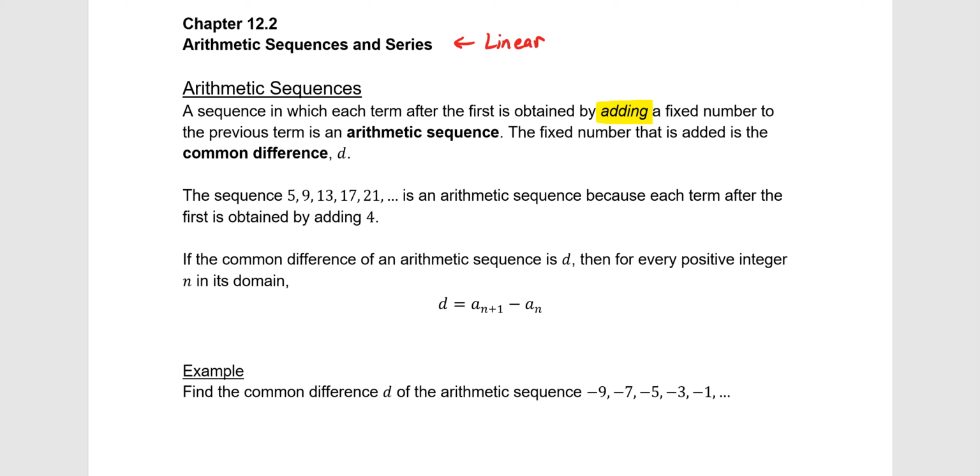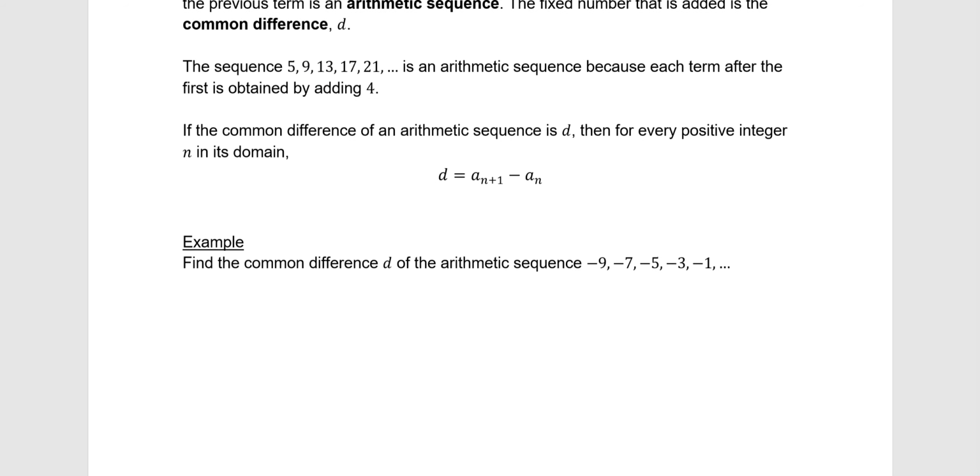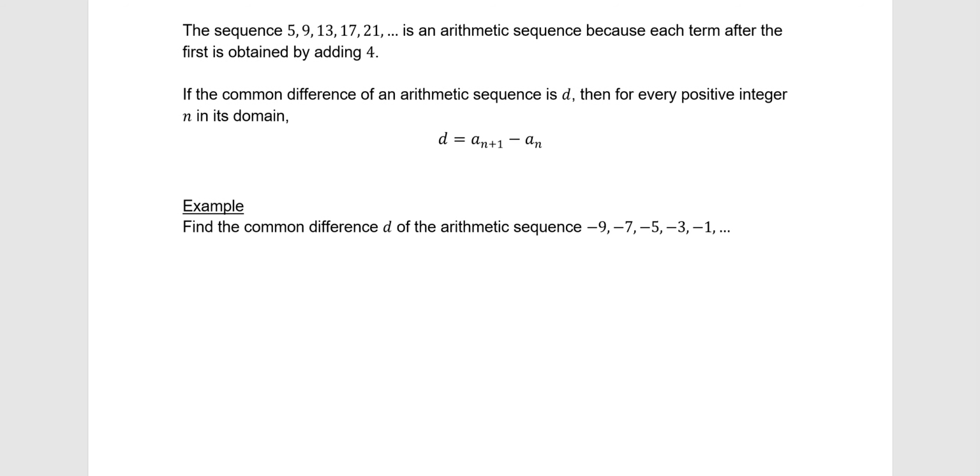So if the common difference of an arithmetic sequence is D, then that means for any positive integer n, D is going to equal a sub n plus 1 minus a sub n, which should make sense because a sub n plus 1 is just one term after a sub n. So that just means if we subtract the term and the term right before it, we should get the common difference.